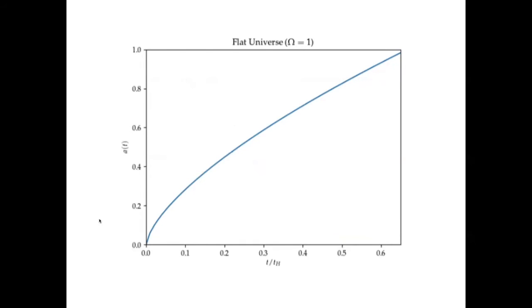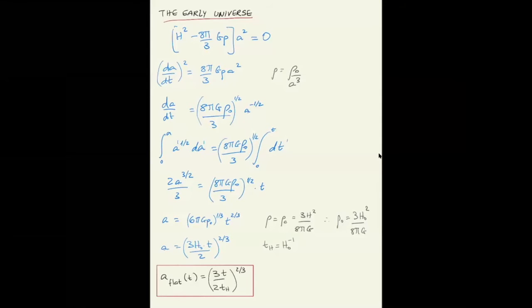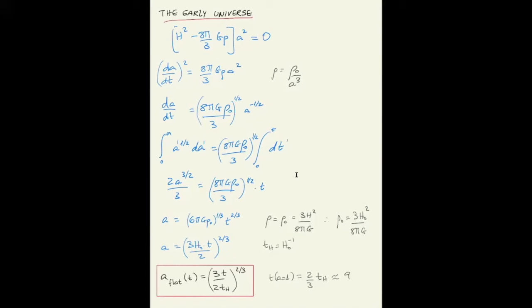The evolution of this universe is shown here. The scale factor increases as the power of 2/3 of the time, and t_H here is the inverse of the Hubble constant. Now, the age of this universe is given by the time that it takes for the scale factor to reach 1. So you can go back to the evolution of the scale factor and set the left-hand side equal to 1 and solve for the time. So the time for A equal 1 is equal to 2/3 of the Hubble time. We calculated that the Hubble time, given by the Hubble constant at present, was equal to 14 billion years. So that gives you an age of this flat universe of about 9 billion years.